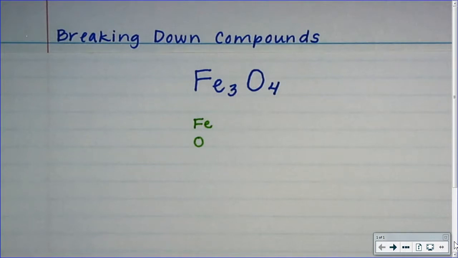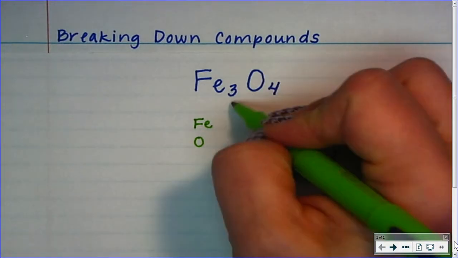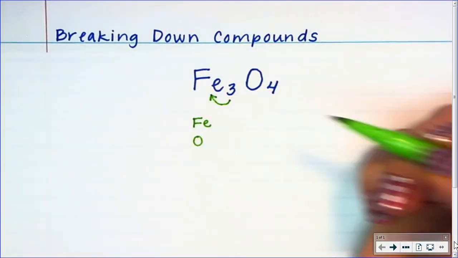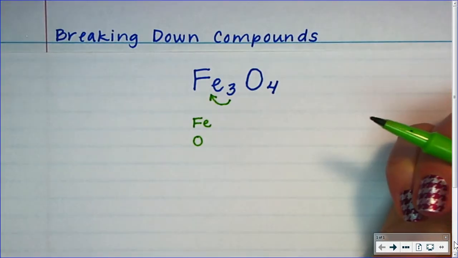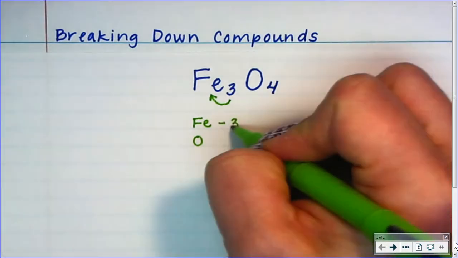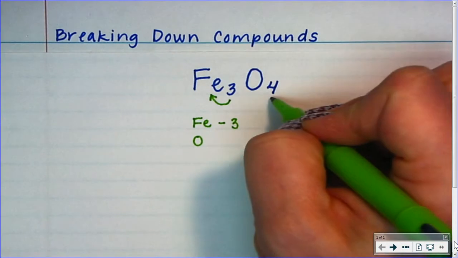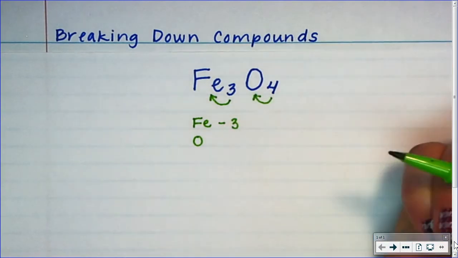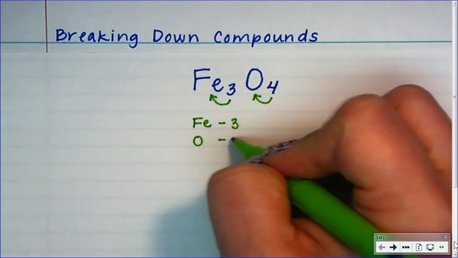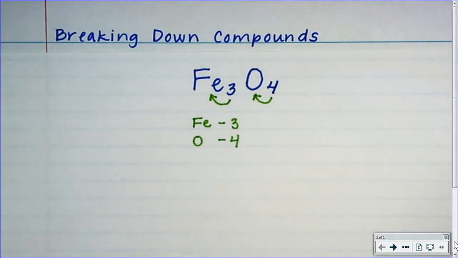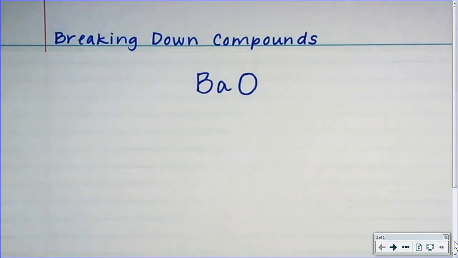The numbers are what's going to tell us how many of each one we have. And the numbers will fall to the right-hand side of your element symbol, such as the 3 is going to correspond to how many Fe's you have. So we have 3 irons. And this 4 is going to correspond and go back to the O, which means we have 4 O's or 4 oxygens.